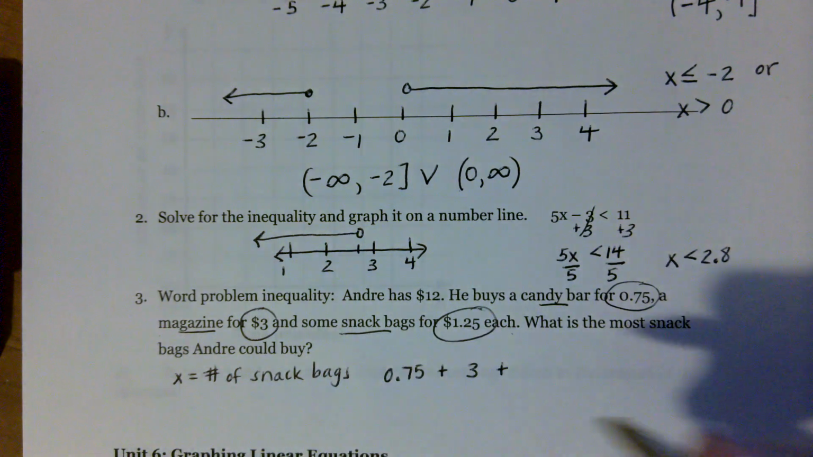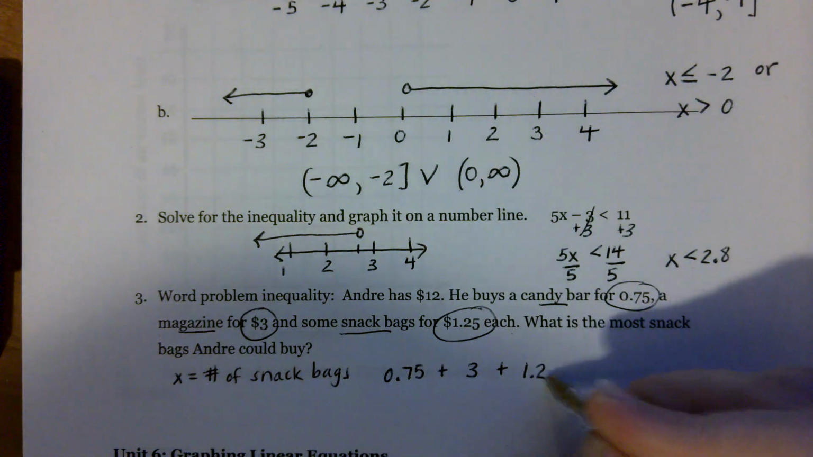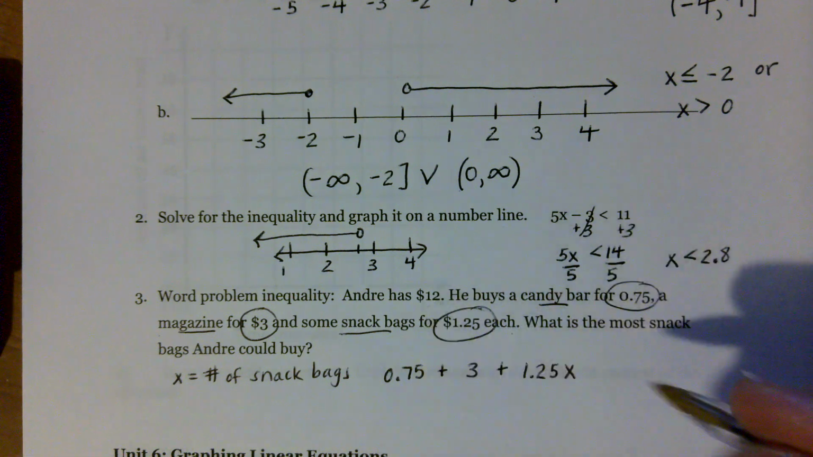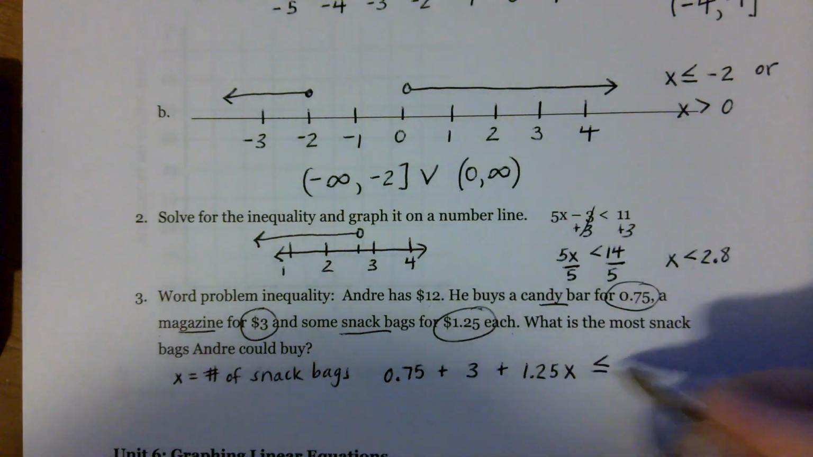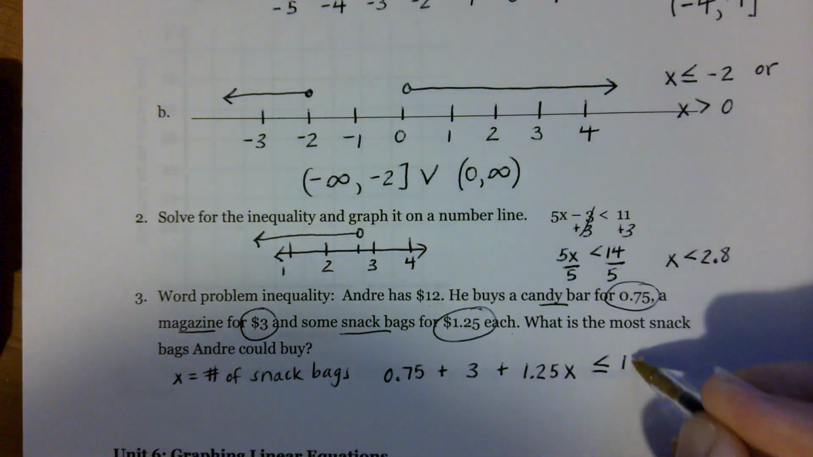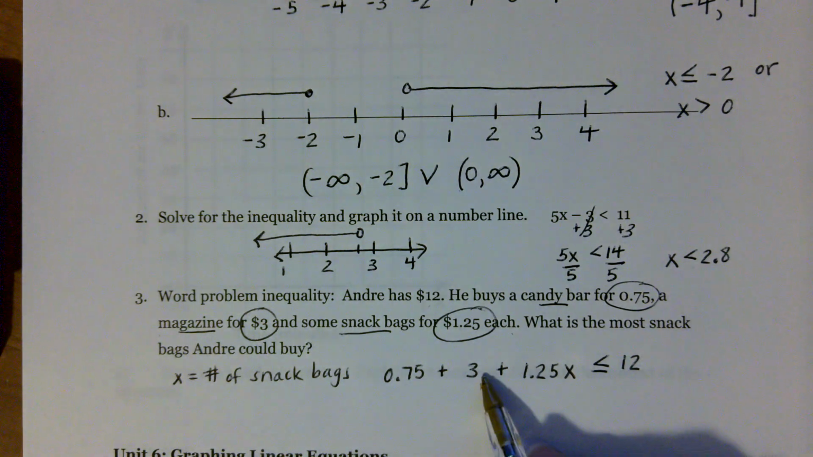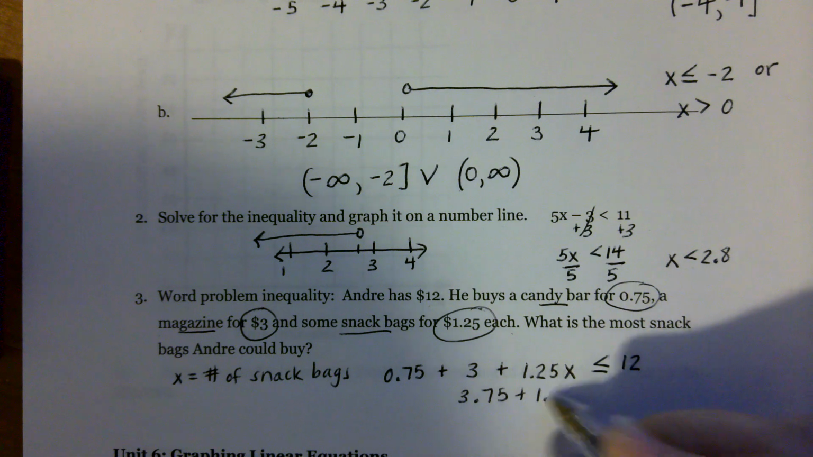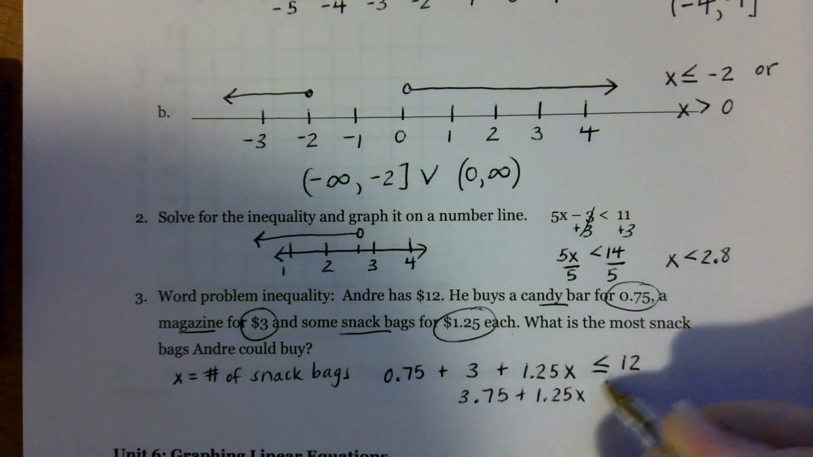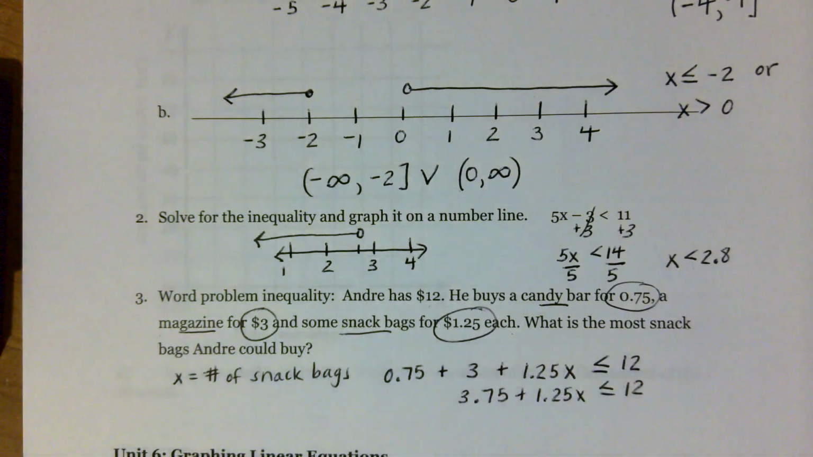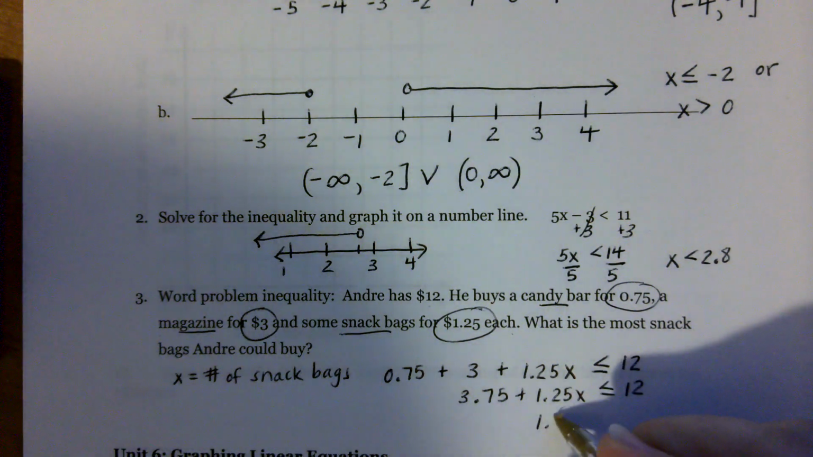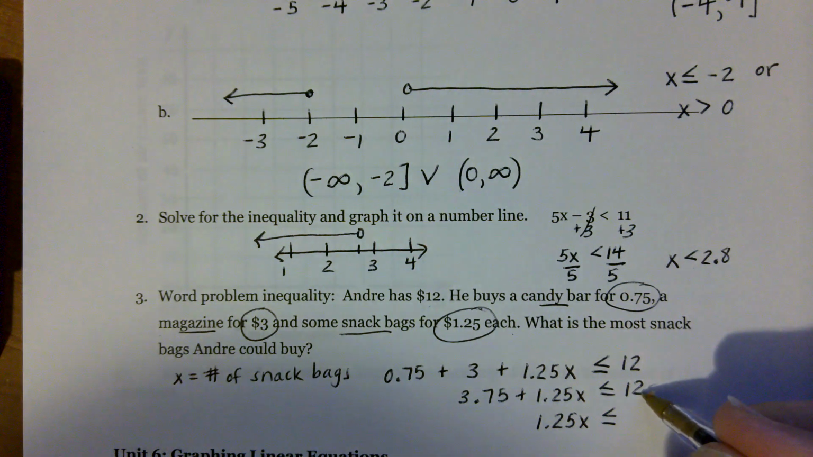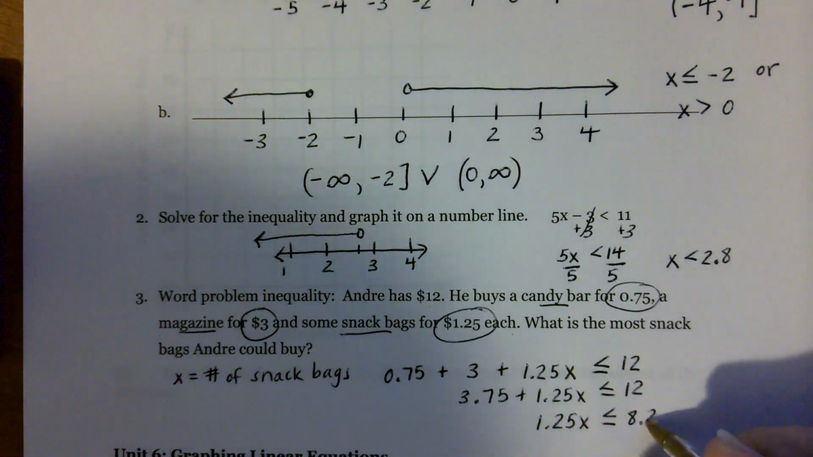How much did he pay for that? Well, they were each $1.25 times how many snack bags he had. Remember, Andre only has $12 to spend, so all this has to be less than or equal to 12. First thing I'm going to do is combine like terms. The next thing I'm going to do is subtract 3.75 from both sides. I got 1.25x is less than or equal to 8.25.